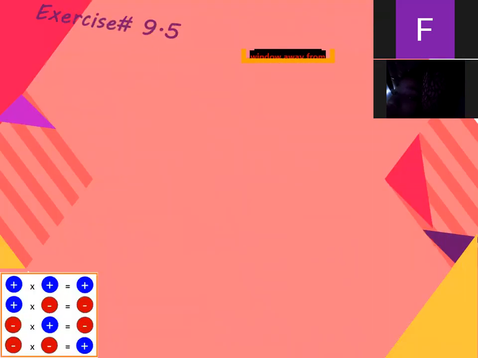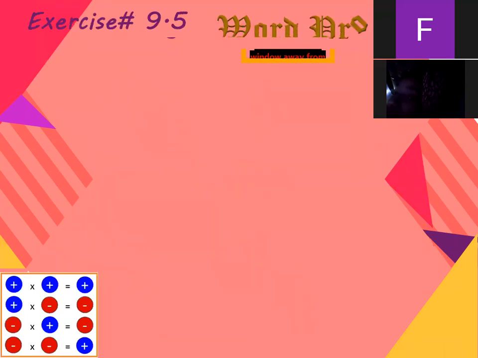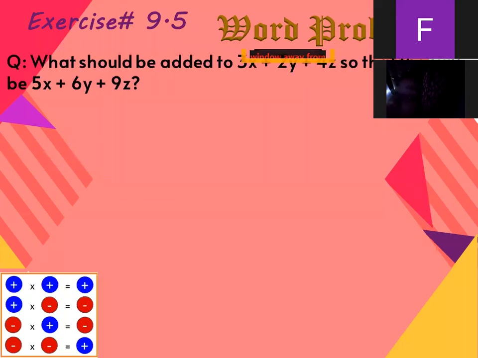Now move on to the next one, exercise number 9.4, word problems. Okay, now we are going to start word problems as well. Now what is your word problem? What should be added to 3x plus 2y plus 4z so that the sum be 5x plus 6y plus 9z?